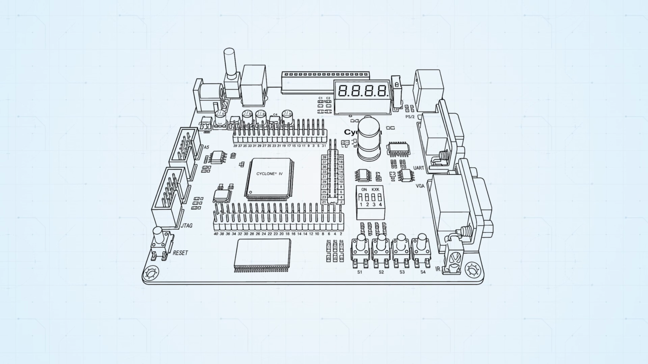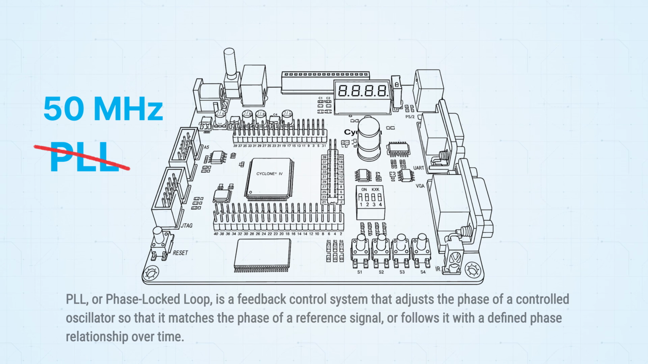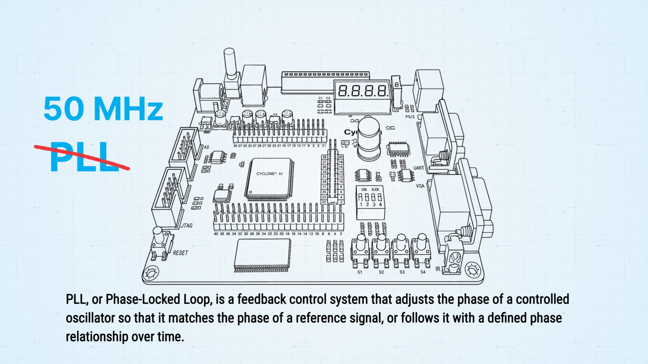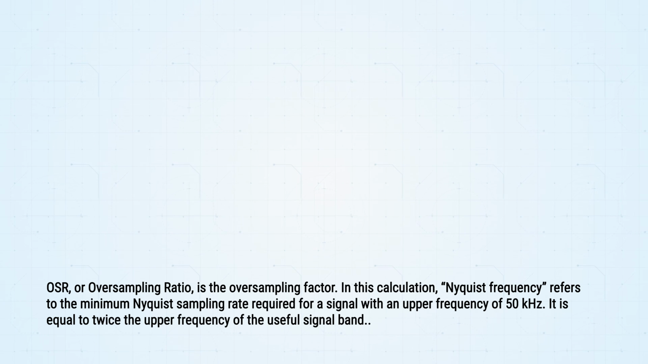The development board we selected for implementing this generator is equipped with a 50 MHz crystal oscillator. This will serve as the base clock frequency for our entire system. In this version of the project, we deliberately avoid the on-chip PLLs. Yes, we could push the FPGA clock higher, but for now, architectural simplicity, spectral predictability, and avoiding extra PLL jitter matter more. Let's calculate the oversampling ratio, or OSR.